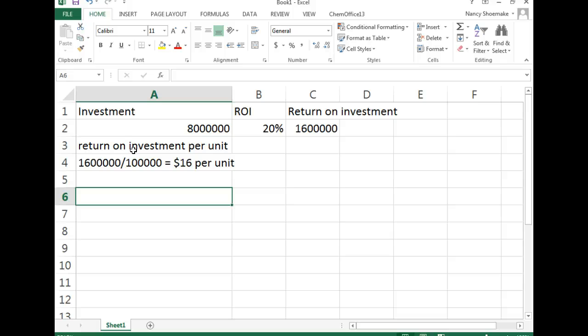So what do we think our target cost is going to be? How much is the most we're going to be able to sell them for? $90? If we want to get $16 per unit, what can we sell them for then? $74 is our target cost. Make sense?